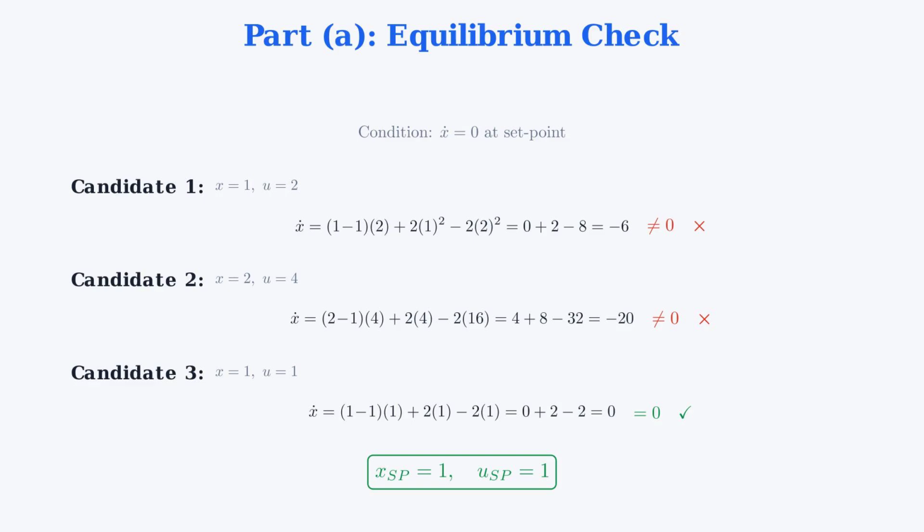Not 0, not valid. Candidate 3. X equals 1 and u equals 1. Substituting, the quantity 1 minus 1 times 1 plus 2 times 1 minus 2 times 1. That is 0 plus 2 minus 2 equals 0. Perfect. Candidate 3 is our valid set point. Now we linearize at x set point equals 1, u set point equals 1.